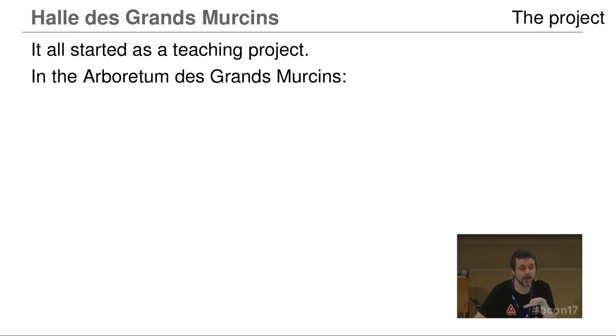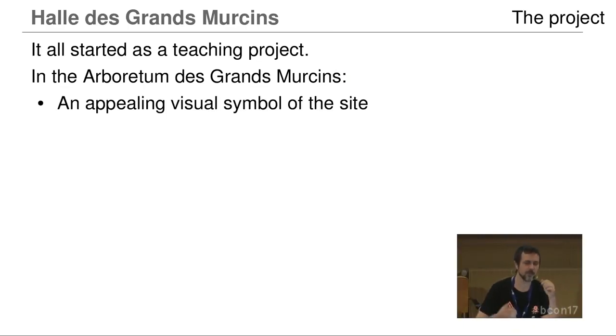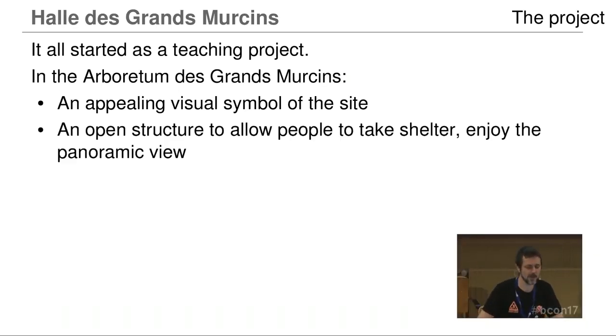It's in an arboretum, so I think this word exists in English. It's a place where you have a lot of trees. It's on the small mountain at the top of the city of Rouen, close to where I live. And you have a very beautiful view. But when you arrive there, you just park your car and there are trees everywhere and you don't know where to go. So the city council wanted a small building that catches the eyes and when the people park their car, they know where to go because they see the building.